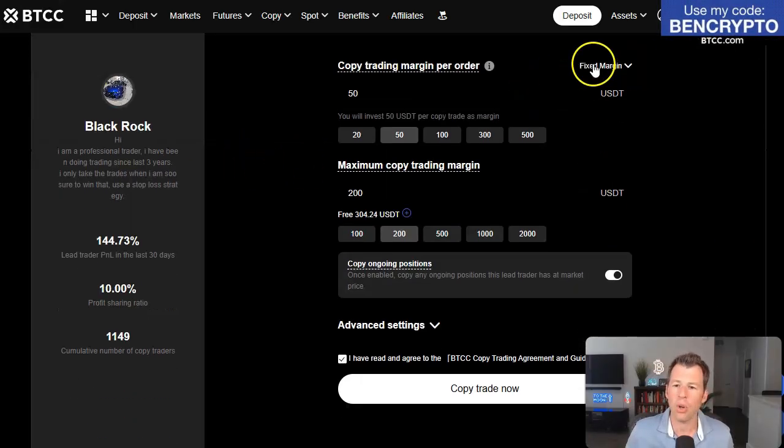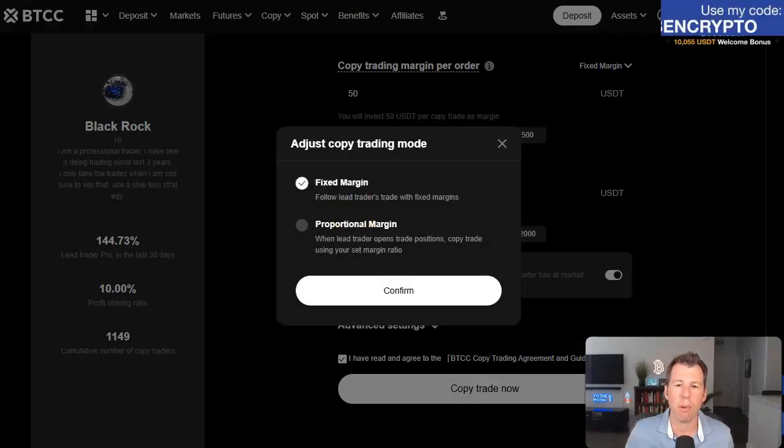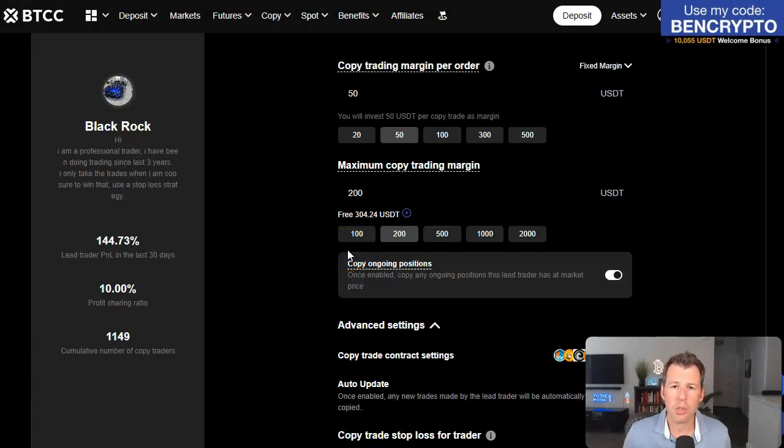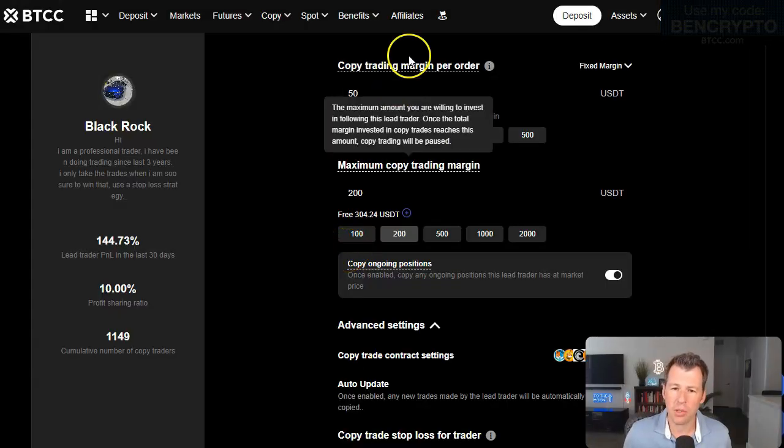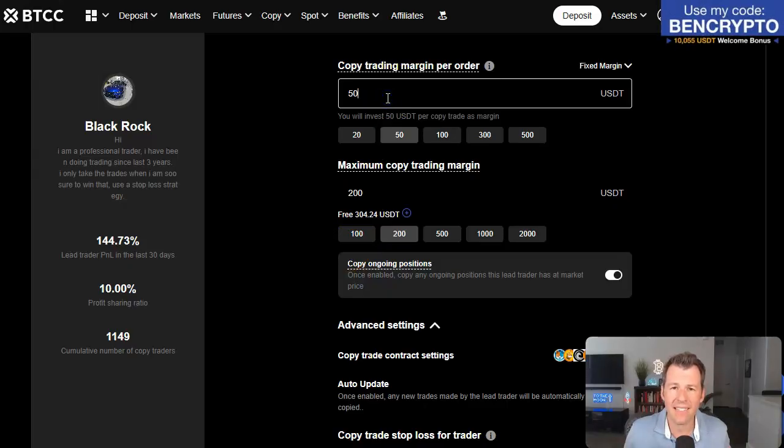Now, first we need to look at fixed margin versus proportional margin. So fixed margin is probably the easier of the two. Fixed margin just means you're going to put the exact same amount in each trade that you copy for them going forward, regardless of how much they put in. So if you put $50 here, every trade that they open, you put $50 in. Even if they put 80% of their portfolio in one especially high conviction trade, you're not going to reflect that. You're just going to put the same amount in.